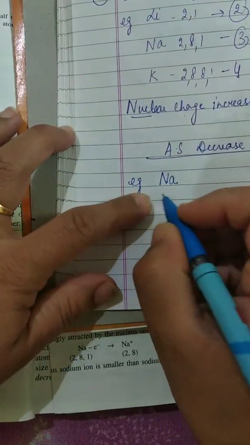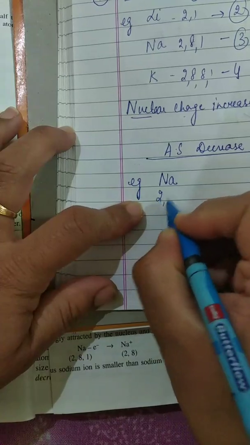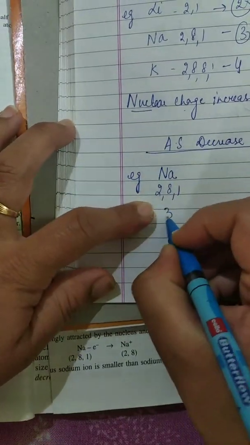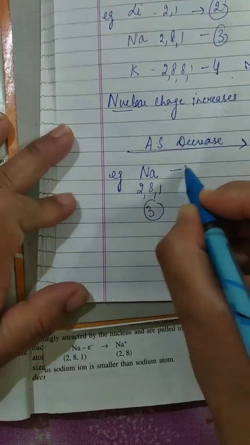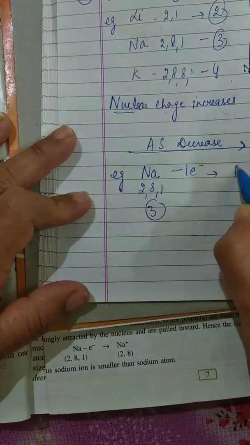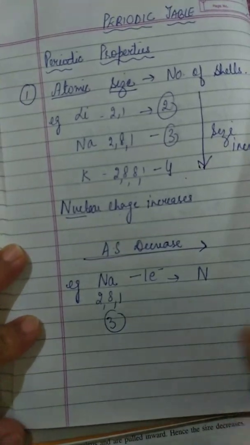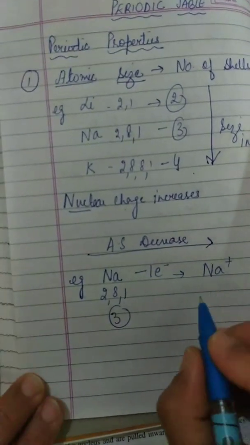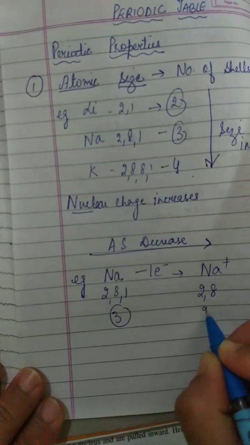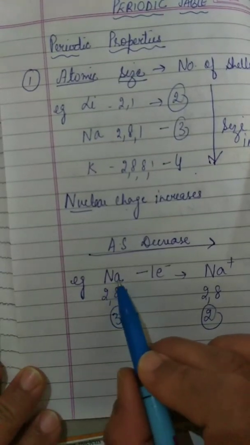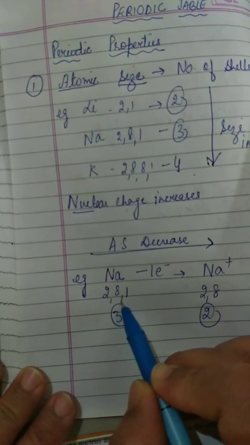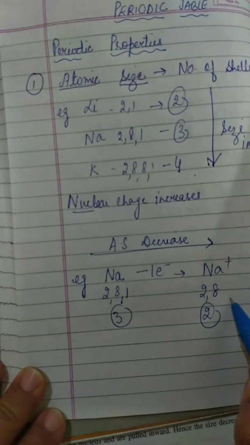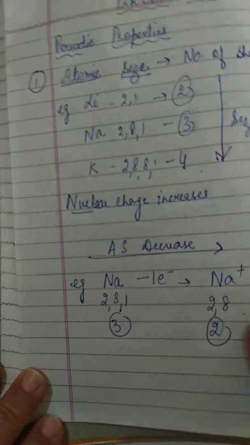Let's take an example of sodium. In the neutral state, sodium has electronic configuration 2,8,1, that is, it is having 3 shells. But after losing electron, it becomes positively charged atom, that is Na+, whose electronic configuration is 2,8 and it has 2 shells. Now in case of neutral atom, number of shells are more, the size will be more. But in a positively charged cation, the number of shells are less, therefore size is also less.